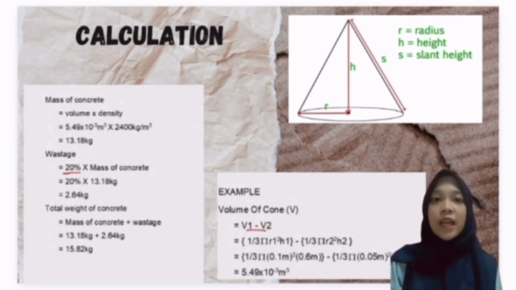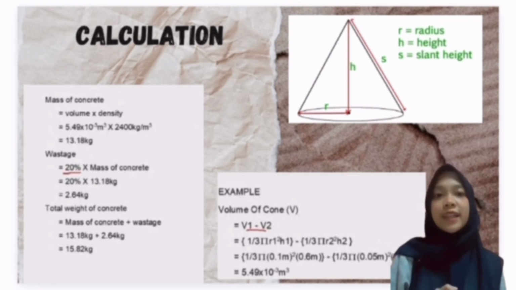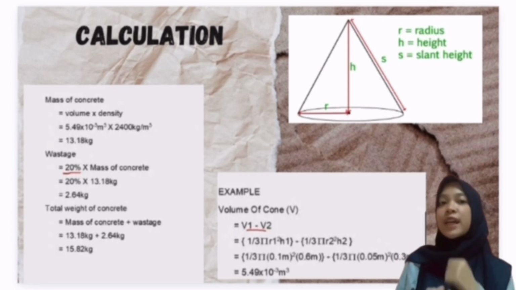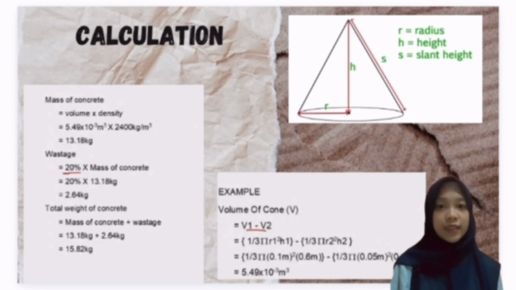Then we proceed to how to calculate the mass of the concrete. The formula is mass equals volume times density. Usually the density can be seen in the question, so we multiply it by the volume. This is also an example of how to calculate it.